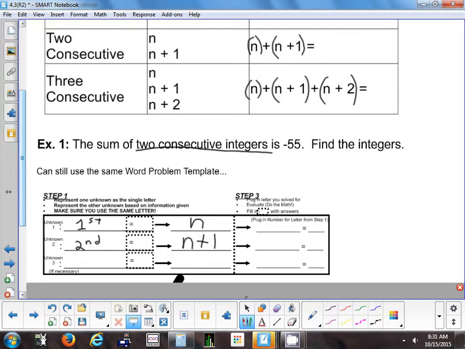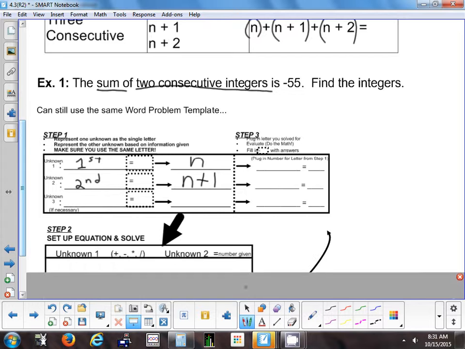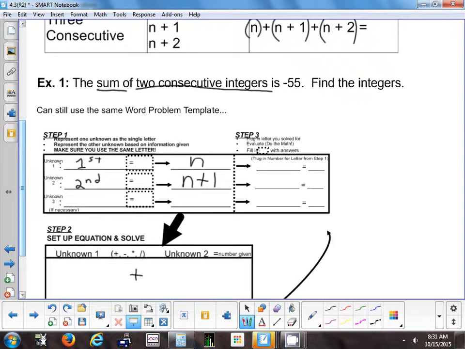All right. Now it says sum. When you see sum, what do you think? Add. So what are we adding up? N and n plus 1. We're taking our 2 numbers. The first one is n. The second one is n plus 1. And we're going to add them together. And once we add them up, what do they add up to?